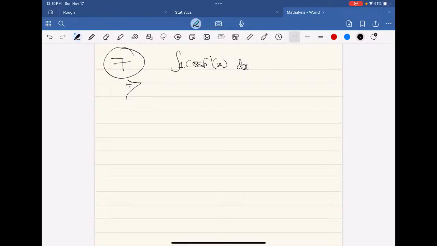Let 1 be u and this be v. Then we will have x. No, sorry, I just said opposite. Let this be u and 1 be v. Then this will just be cosine inverse x times x minus the integral of its derivative, which is minus 1 by square root of 1 minus x square, times the integral of 1, which is just x, dx, right?